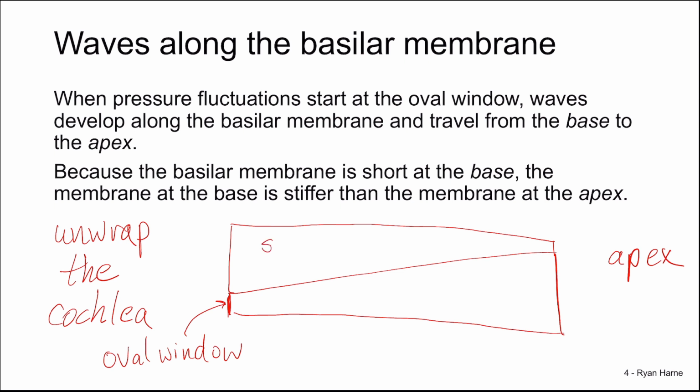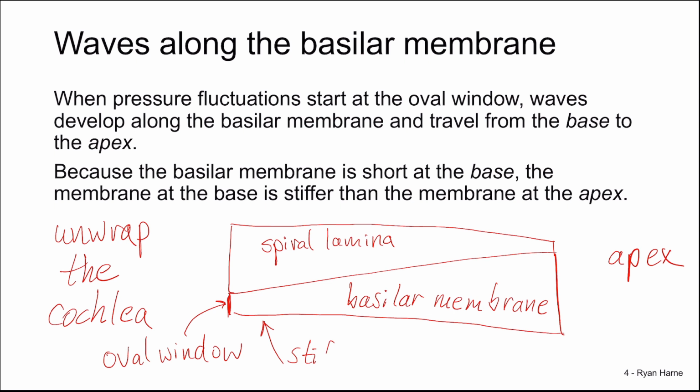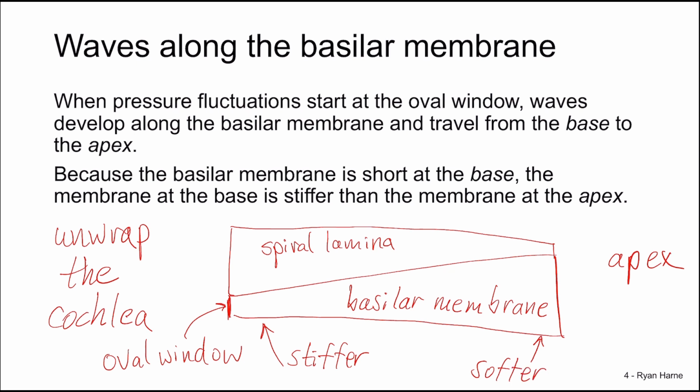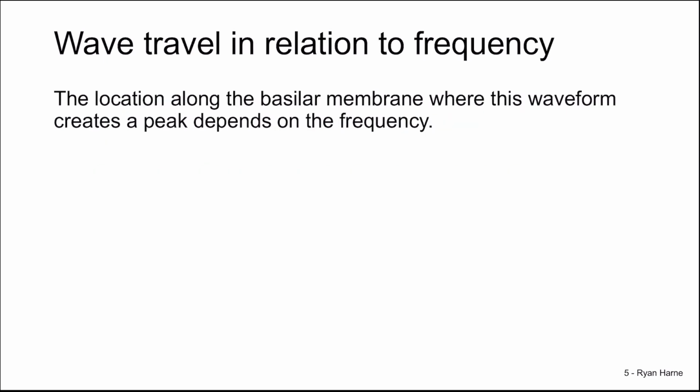The top part is the spiral lamina. The bottom part of this sketch is the basilar membrane. Because the basilar membrane is short or not so wide at the oval window side, this side of the cochlea is stiffer than the side at the apex, which is softer. The membrane is softer towards the apex. This has important implications for how frequencies are registered in the cochlea. The location along the basilar membrane where this waveform creates a peak of response depends on the frequency.